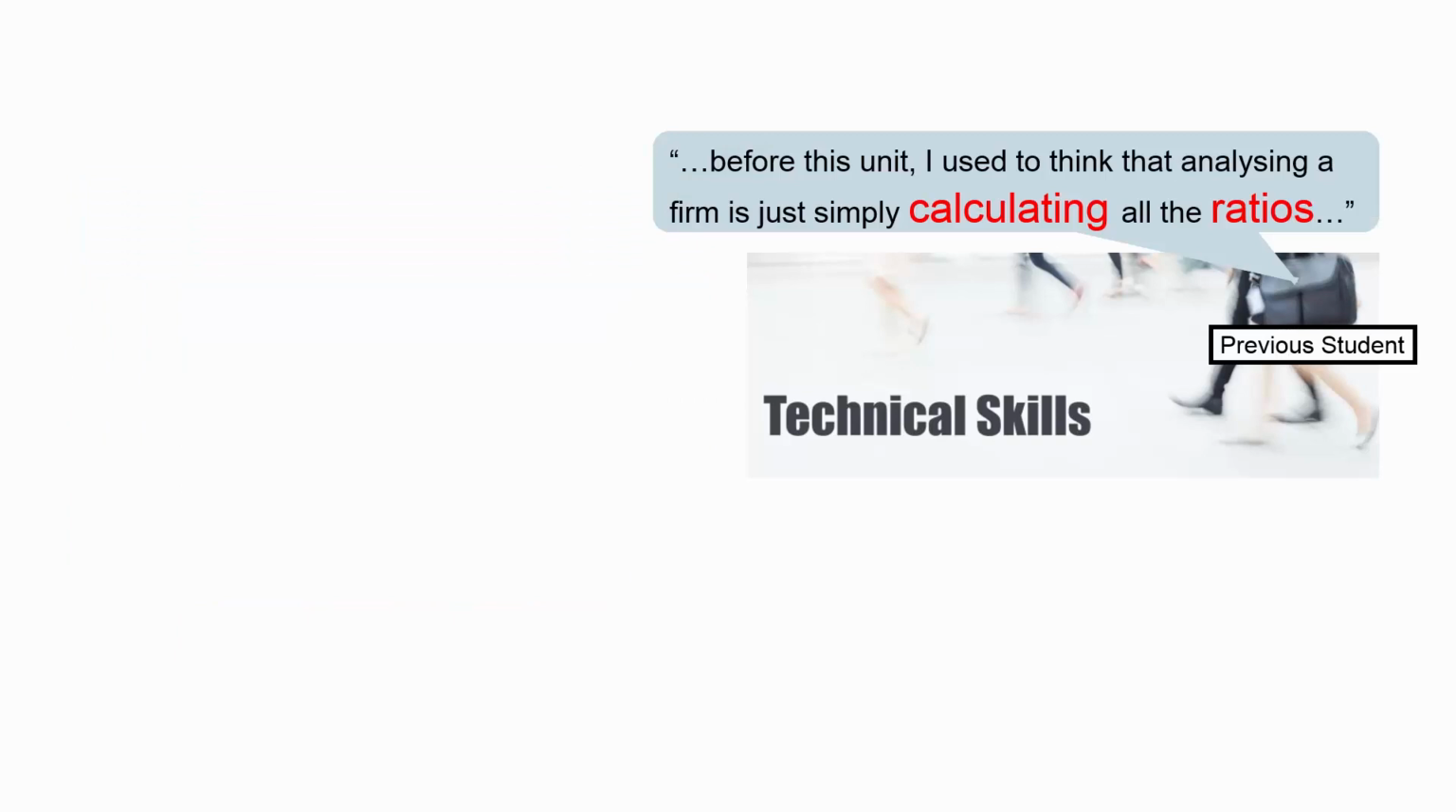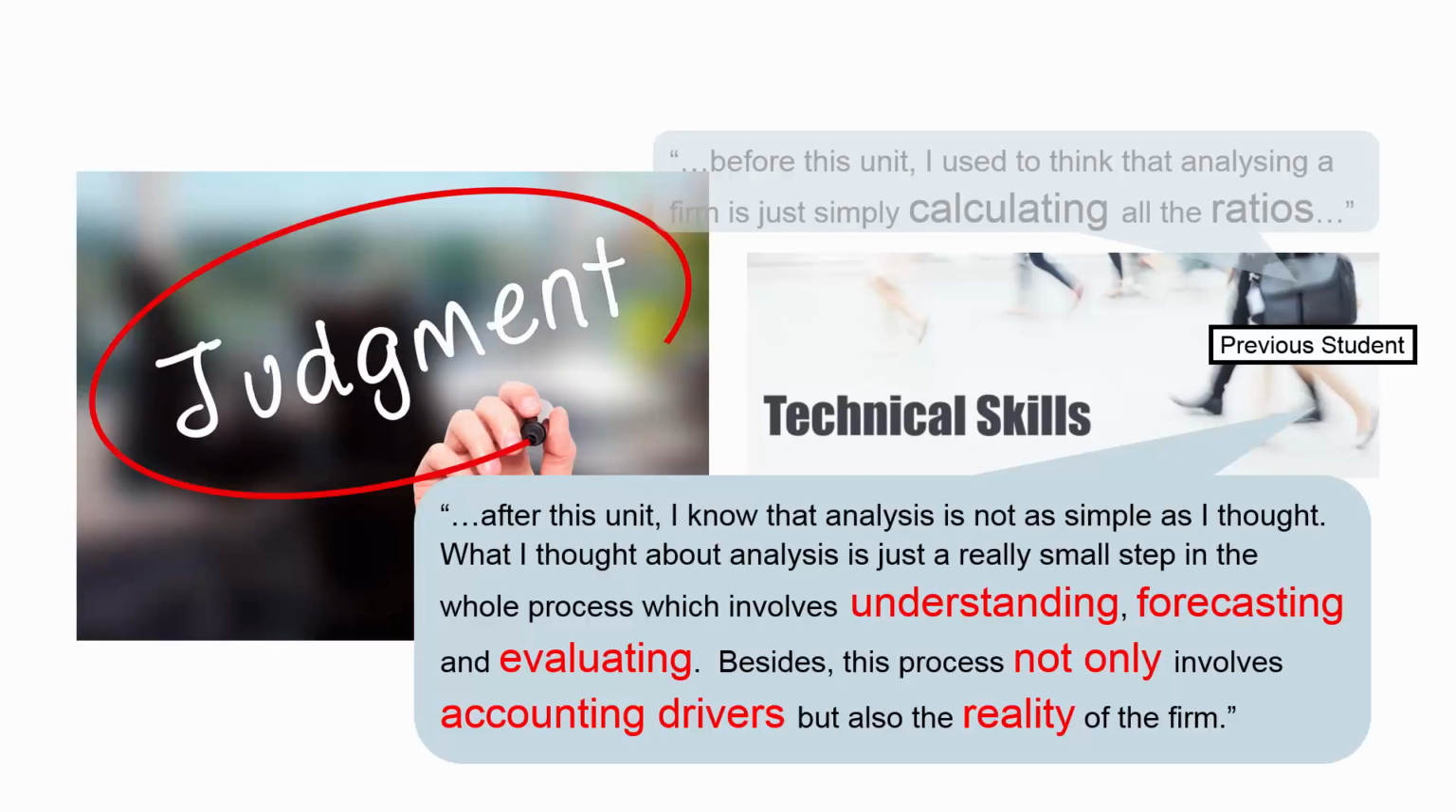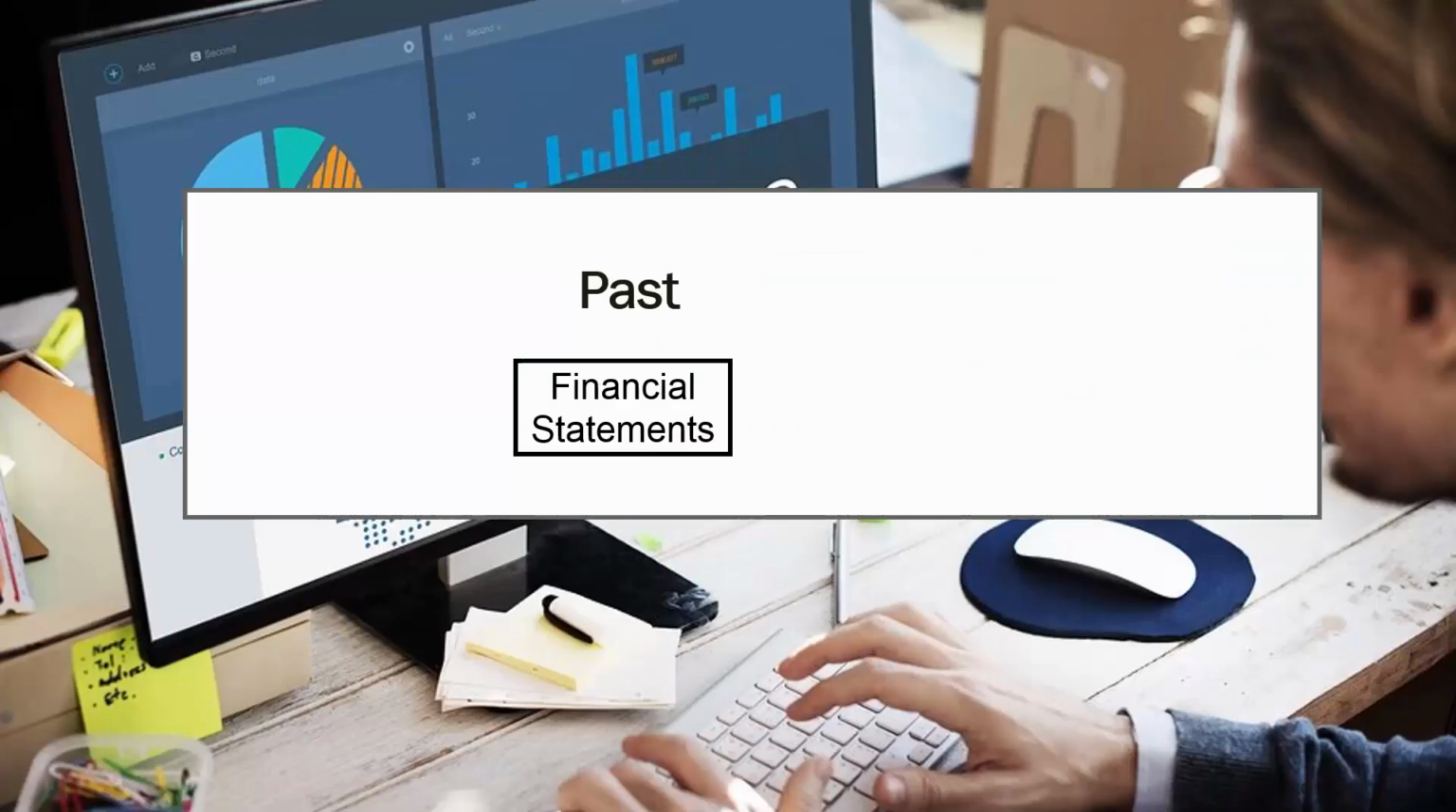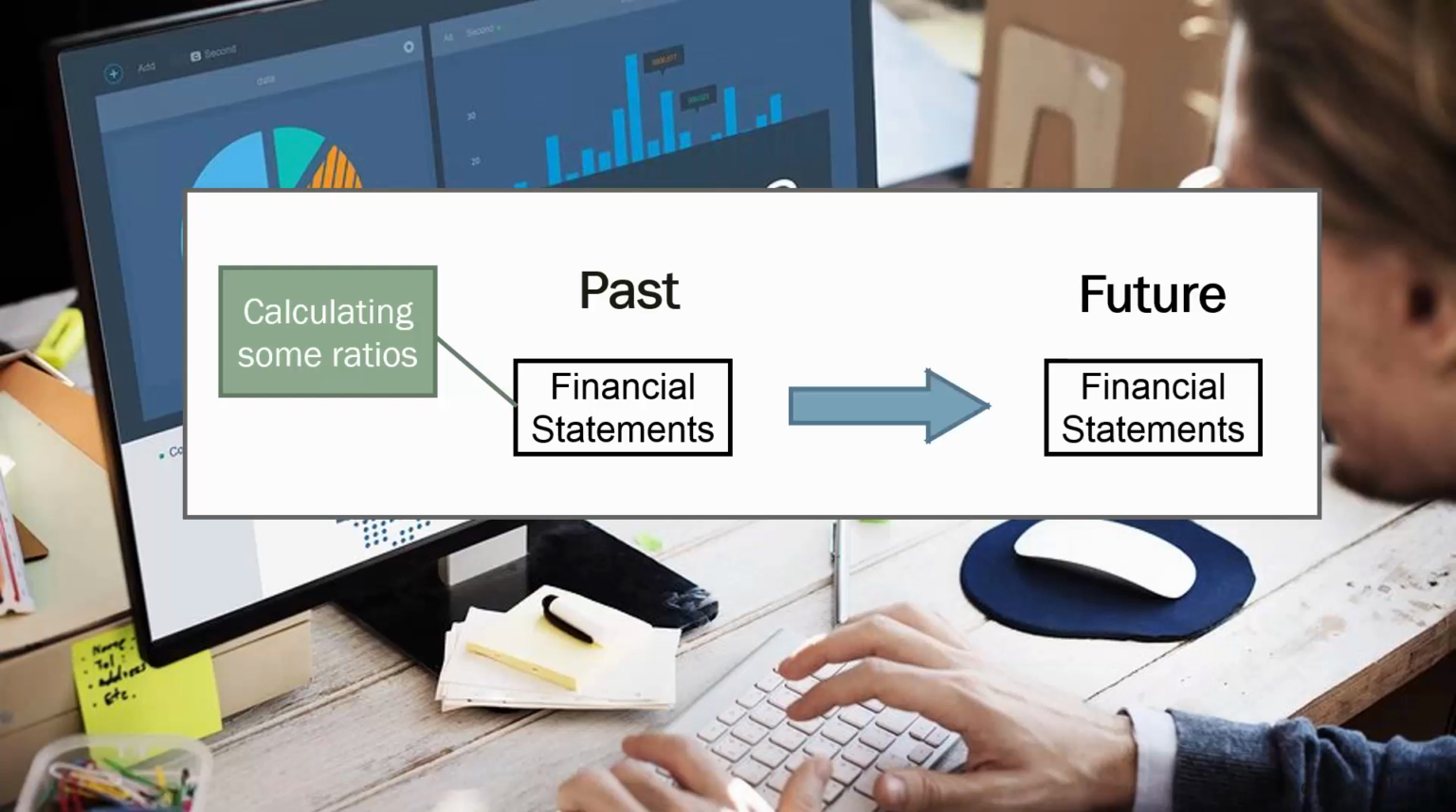Many people can think analysing a firm is just about calculating some ratios. But it is not that simple. There are judgments needed which involve understanding, forecasting, and evaluating. This not only involves identifying the key accounting drivers, but also understanding the economic and business realities of our firm. We cannot simply look at our past financial statements, for example by calculating certain ratios, and think we can then simply predict our firm's future financial statements or ratios.